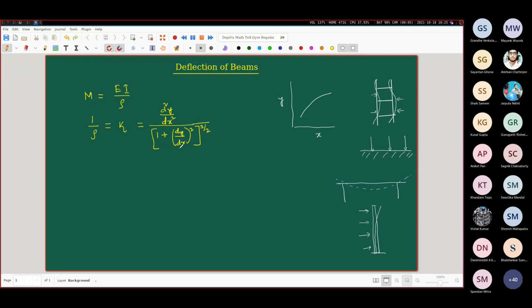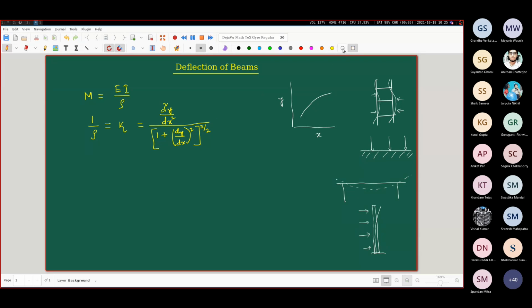Now, as with everything else that we have been discussing, we are going to say that the deflection is going to be there, but it's not going to be a huge amount of deflection, meaning that this particular thing, dy dx, is not going to be too much.